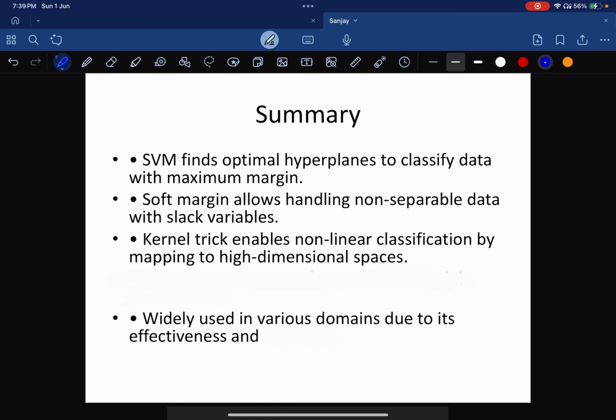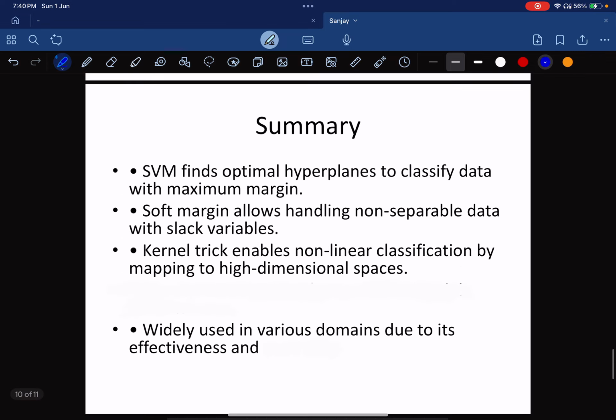In summary, the SVM finds the optimal hyperplane to classify the data with a maximum margin, and the soft margin allows handling non-separable data with a slack variable. The kernel trick enables non-linear classification by mapping into a higher dimensional space, and it is widely used in various domains due to its effectiveness. And that's it about the SVM in supervised machine learning, and it's also used in both regression and classification tasks. Thank you. See you in the next video.